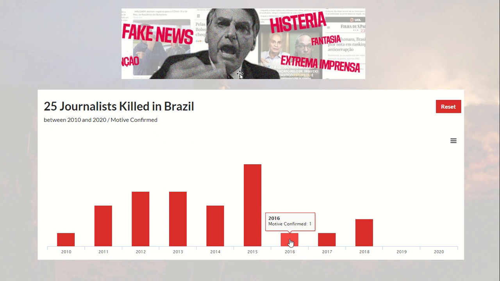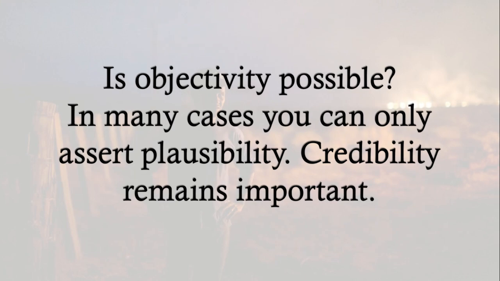Because Bolsonaro could point us to the fact, well, journalists are perfectly safe in my country. They can do their work. I even improved the situation. It's really hard to assess the real story of the Amazon rainforest. We cannot even assess the quality of statistics. We're having a really hard time to assert 100% objectivity. All in all, in many cases, you can only assert plausibility, and credibility remains important.